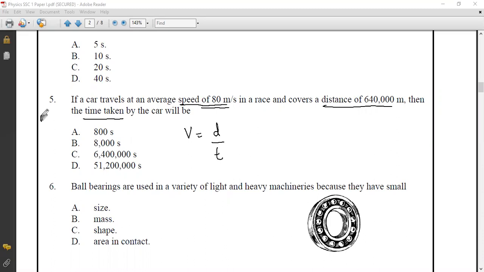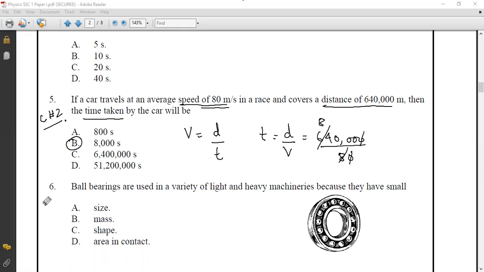So this is our question from our chapter number 2, Kinematics. For the time, this expression will become distance over velocity. The distance covered by the body is 640,000 and the velocity is 80 meters per second. So the 0 and 0 will cancel out, and 8 1s are 8 and 8 8s are 64. So we have got the answer, that is 8,000 seconds. The correct option is option B.